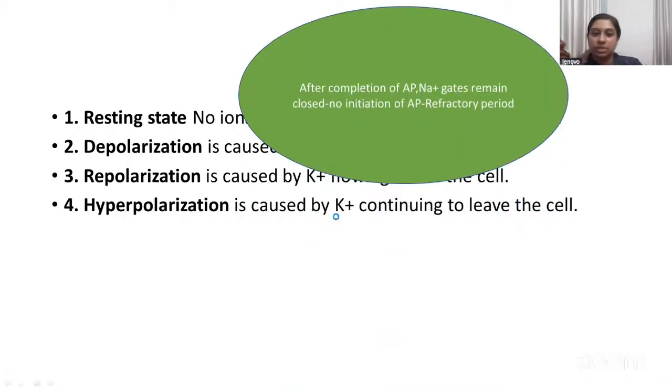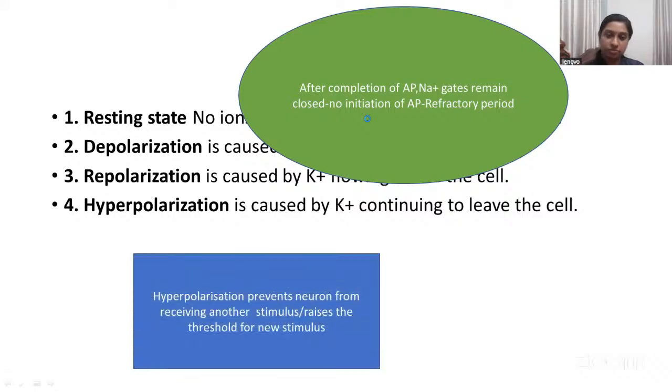So after the completion of the action potential, the sodium gates remain closed, so no initiation of AP occurs. That's what we call the refractory period. So the function of hyperpolarization is to prevent the neuron from receiving another stimulus, or it raises the threshold for a new stimulus.